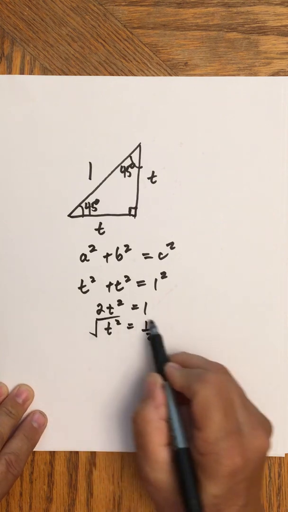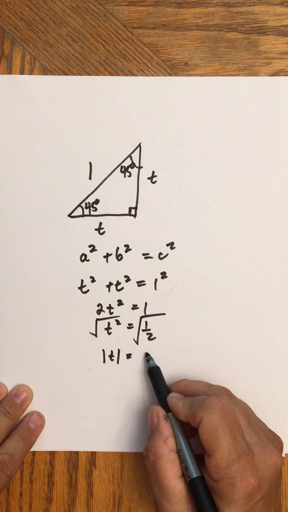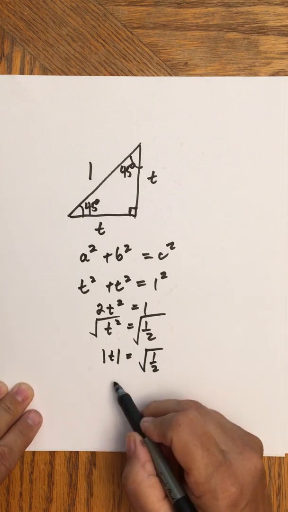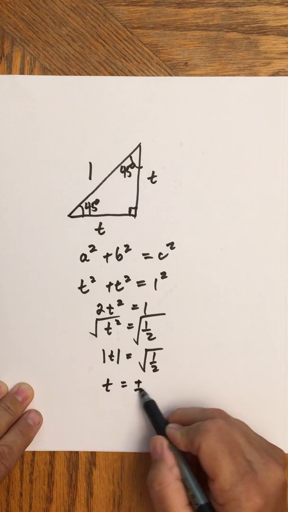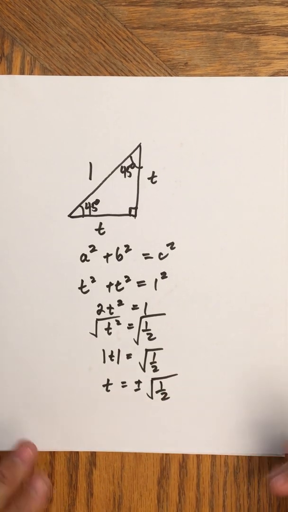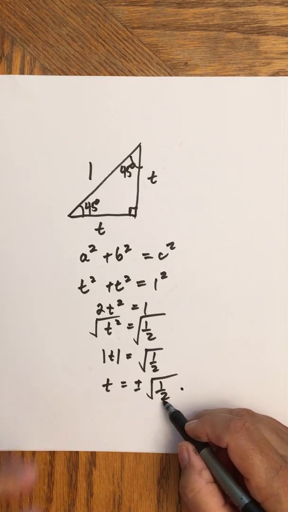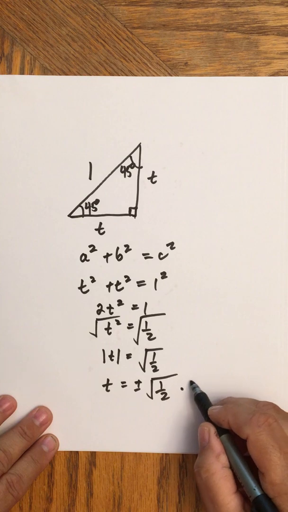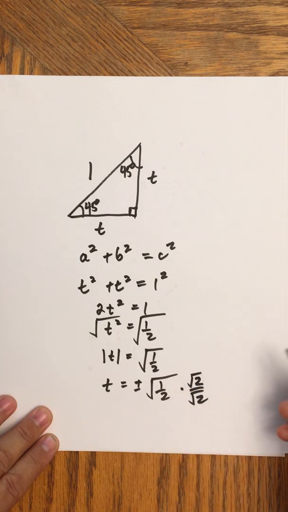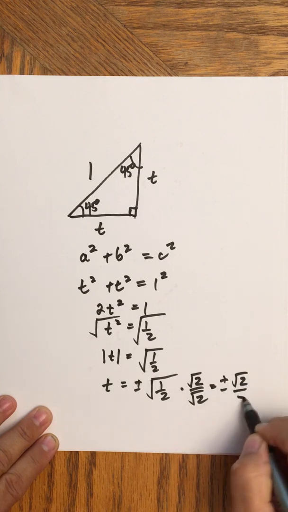Now I take the square root of both sides. Technically, I have the absolute value of t is the square root of a half. And then t is plus or minus the square root of a half. Although this is totally fine, most books like to rationalize this. They don't like a root in the denominator, so I'm going to multiply by square root 2 over square root 2. I'm multiplying by 1. And when you do, you get plus or minus square root 2 over 2.